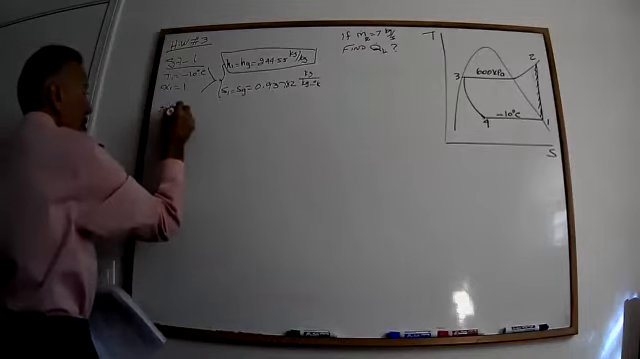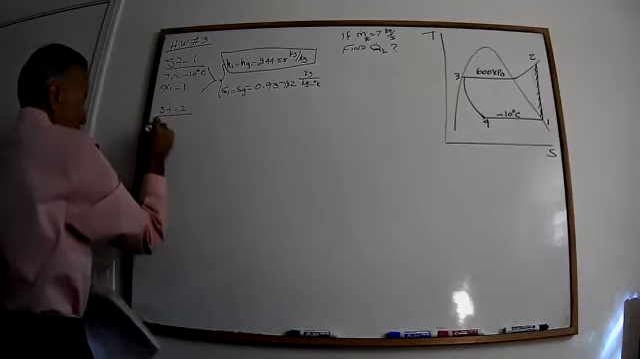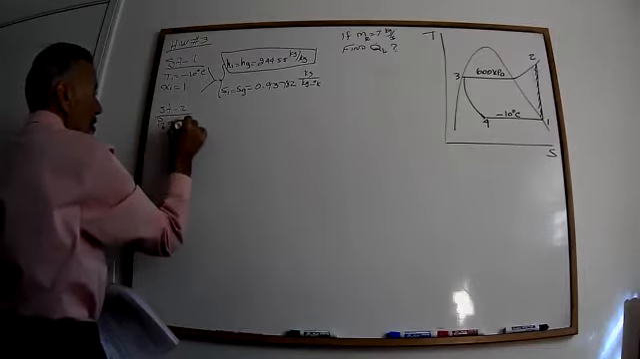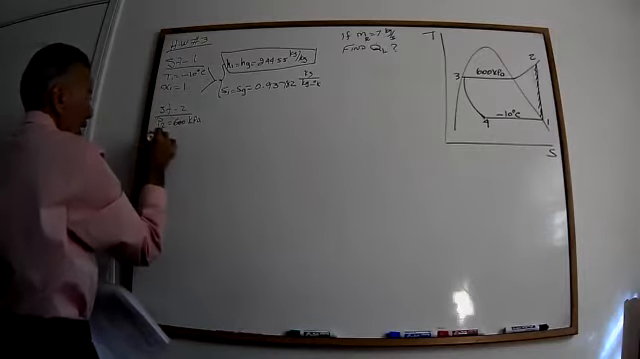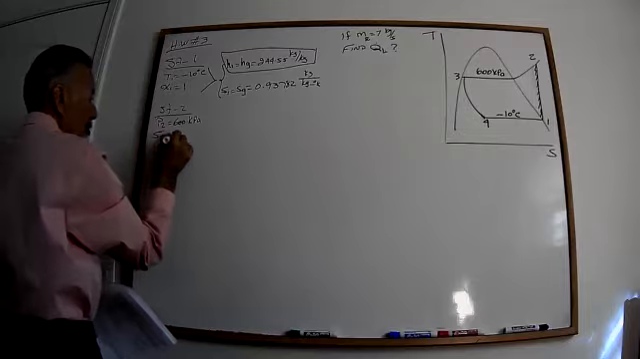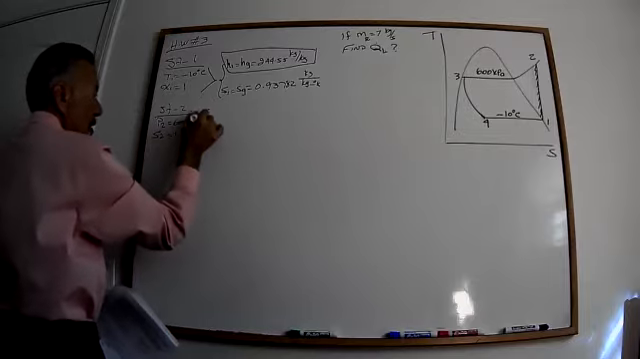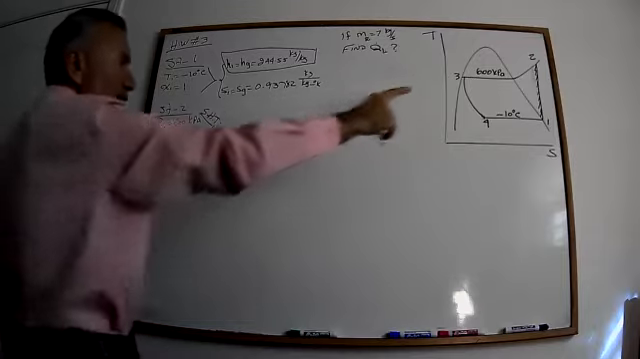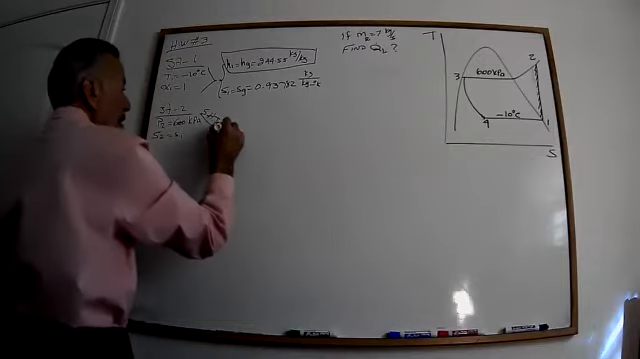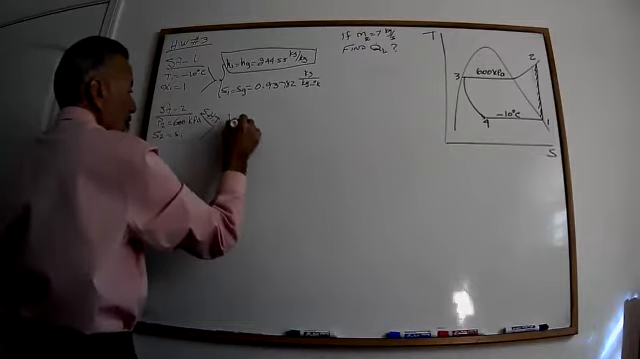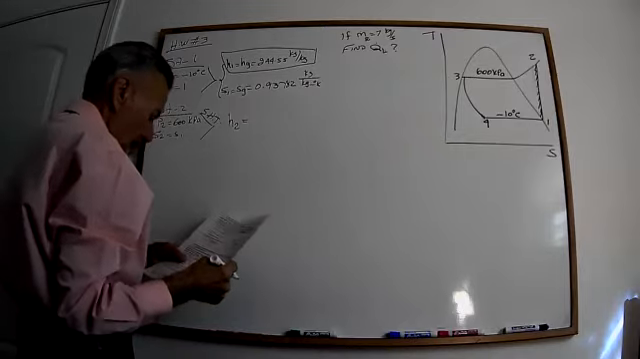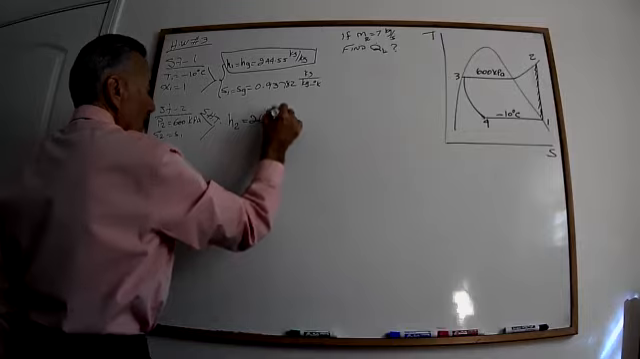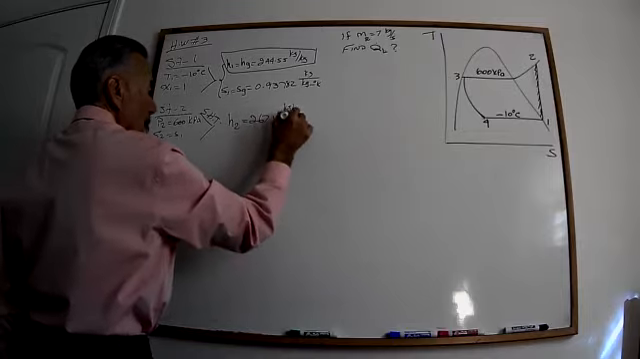At state two, we have P2 equal to 600 kilopascal and S2 being equal to S1. Now we go to the superheated table because the point is located in the superheated region. And this time we find the value of H2, which is 267.19 kilojoule per kilogram.